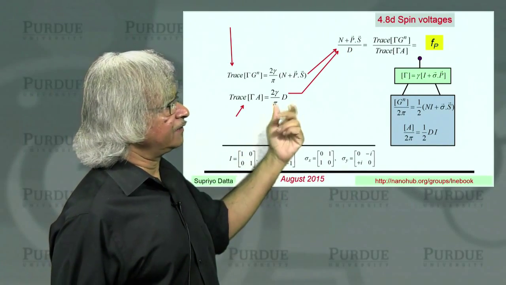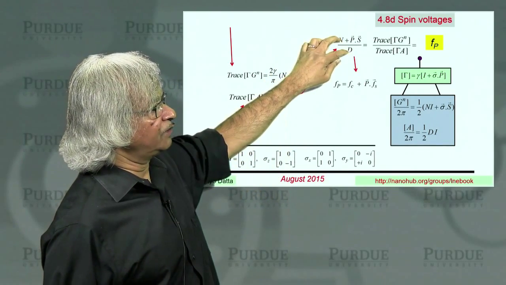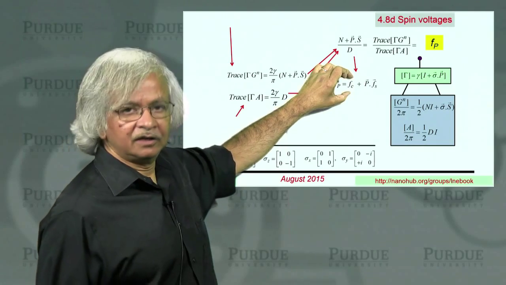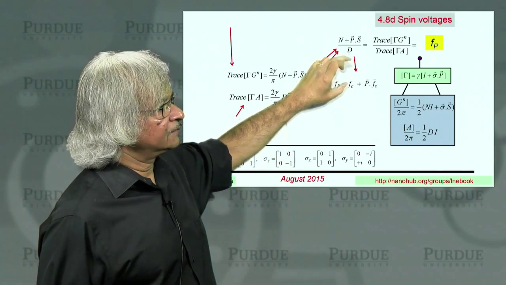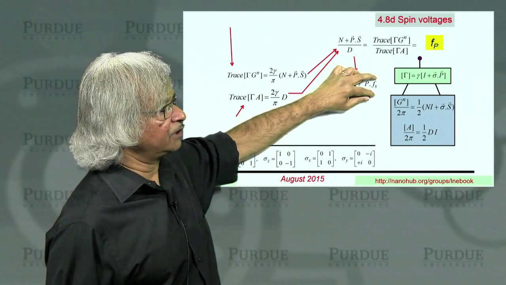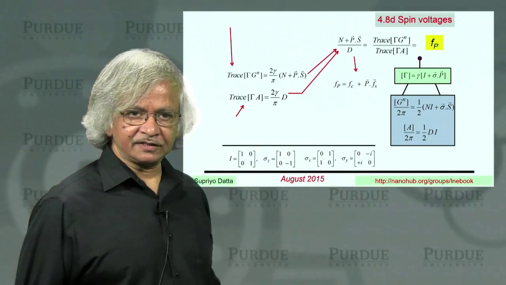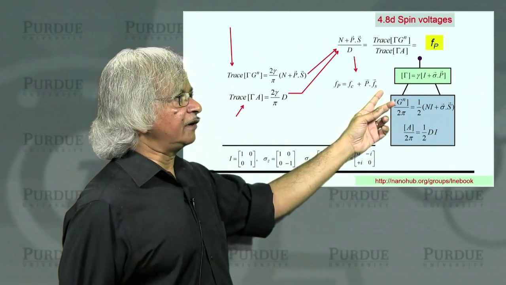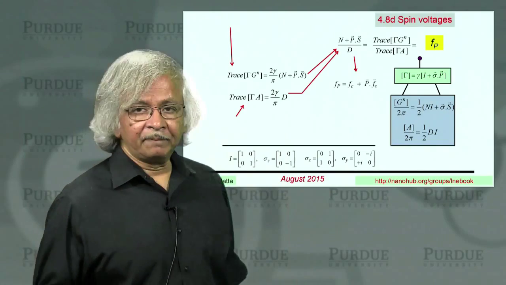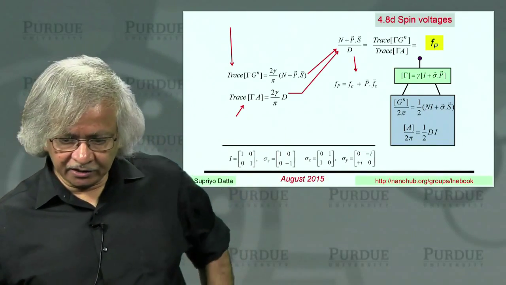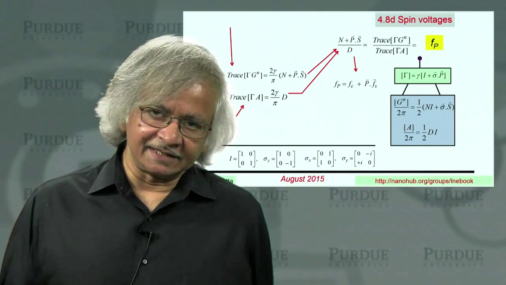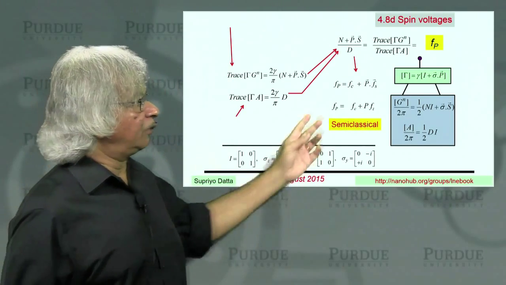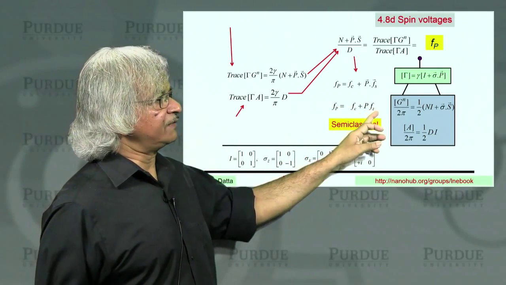So, this you can then write as, you see, n over d, that's like our usual Fc. And then the s over d, that you can define as a vector Fs. And it's p dot Fs. And you can compare it with what we had earlier using the simple semi-classical picture. What we had then was Fc plus P Fz.